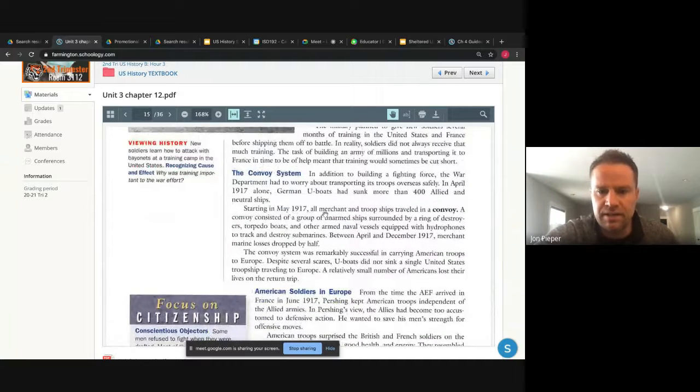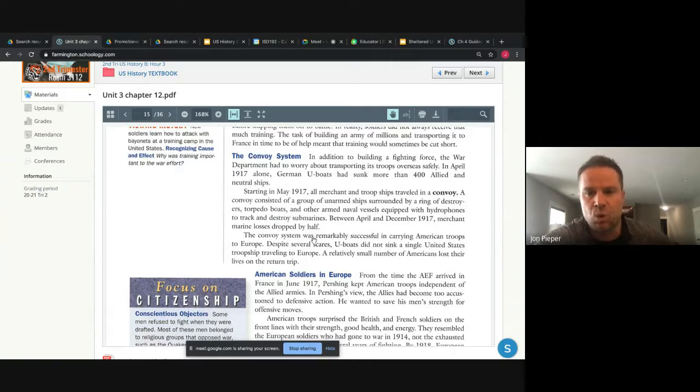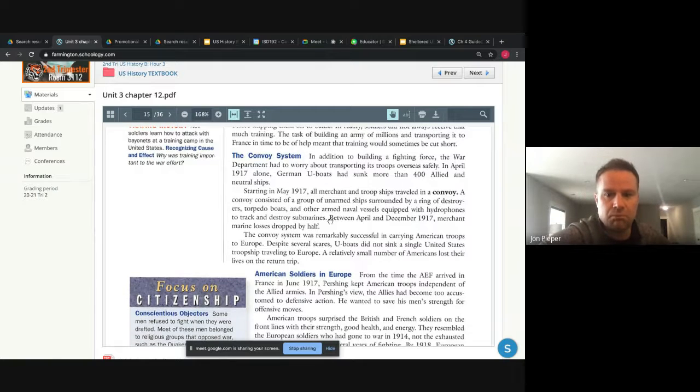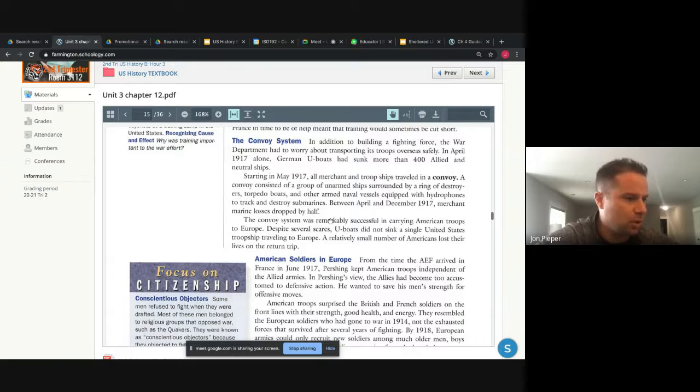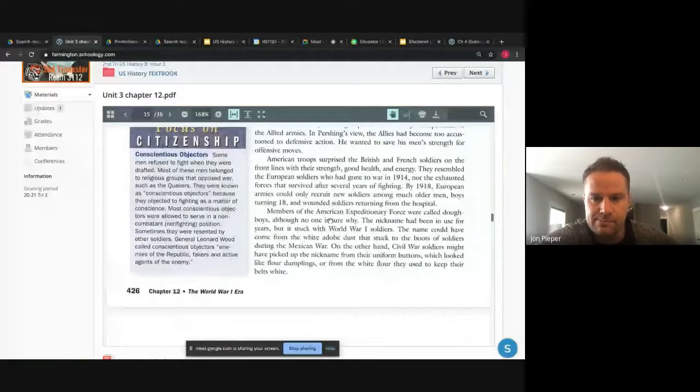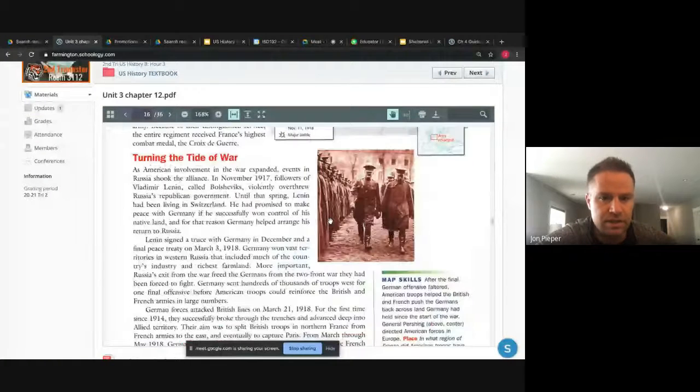Starting in May of 1917, all merchant troop ships traveled in a convoy. A convoy consisted of a group of unarmed ships surrounded by a ring of destroyers. So a convoy was just their way of protecting these ships because they were so worried about them being blown out of the water by the Untersee boats. Okay. Next one we're looking for here is Zeppelin.